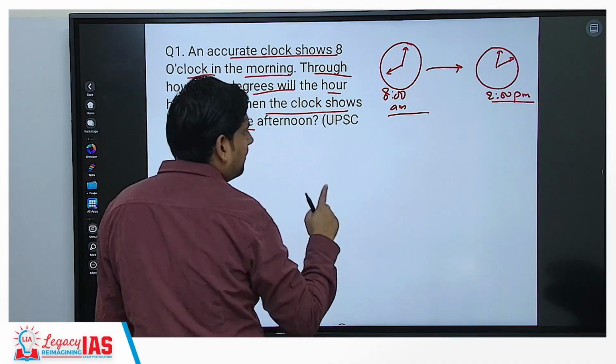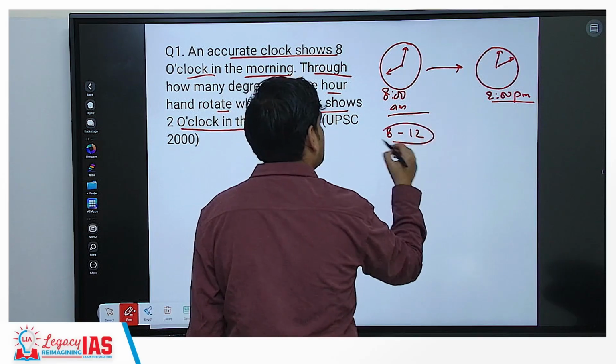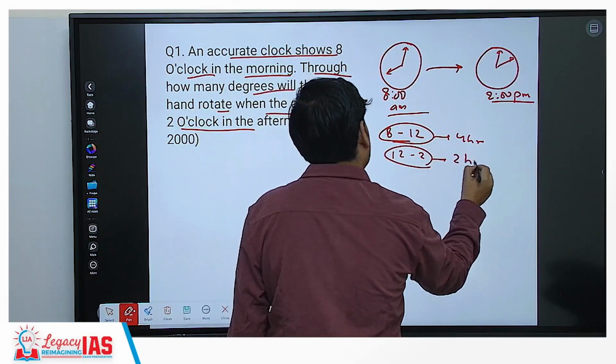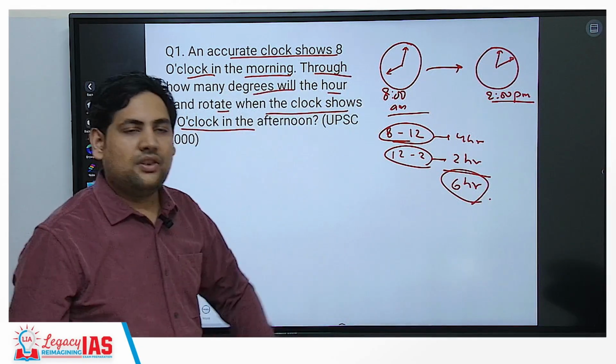Now, if you see from 8 a.m. to 2 p.m., how many hours pass? From 8 to 12, how many hours? 4 hours. And then from 12 to 2, it will be 2 hours again. You add them, this becomes 6 hours. That means 6 hours have passed.